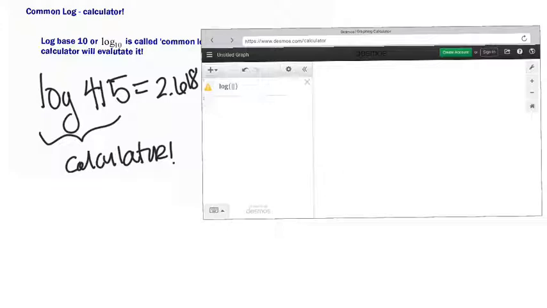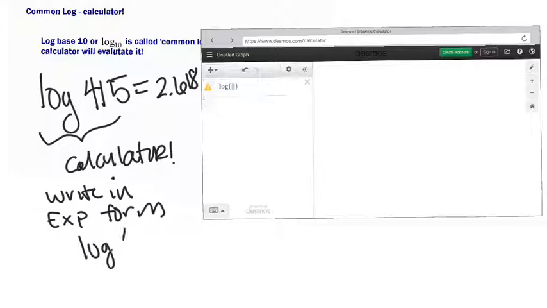So if you ever just see the word log, there is no base. If, for example, I said write in exponent form and gave you the same problem, log 415, you have to know that that base is 10. So then you write 10 to the x equals 415. Okay, so that's the first part.